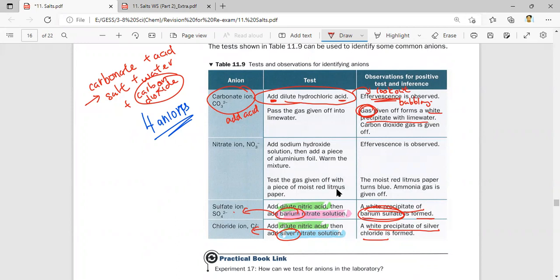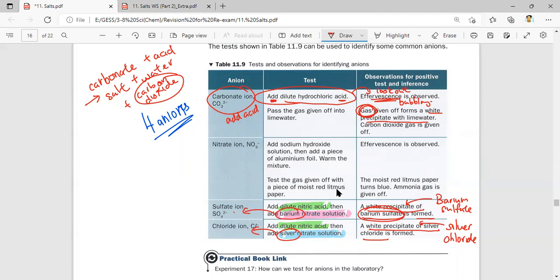Although sulfate test and chloride test both have a white precipitate that I'm trying to observe, the two precipitates are different. This white precipitate here is barium sulfate because I added barium to sulfate. This white precipitate here is actually silver chloride because I added silver to the chloride solution.